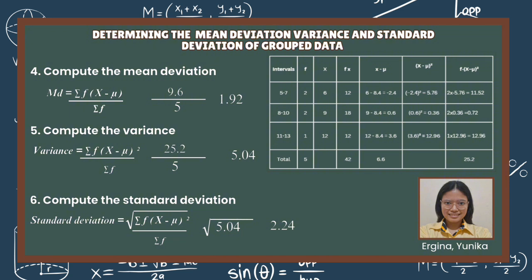Our variance is 5.04. For the standard deviation, we just need to find the square root of our variance. So the square root of our variance, 5.04, is 2.24. Our standard deviation is 2.24.